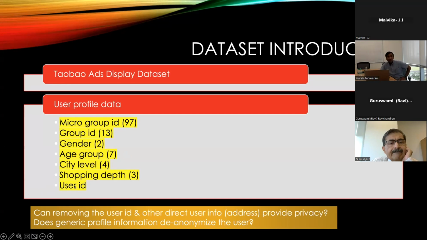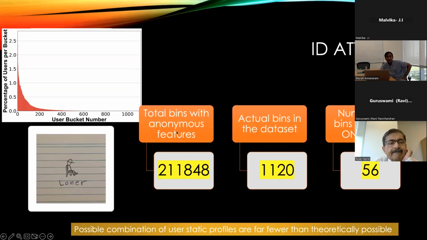If I don't give you the user ID, the user can be one of 97 micro group IDs, 13 group IDs, one of the 2 genders, one of 7 ages, one of 4 city levels, one of 3 shopping depths. Therefore, if you don't have any information, the total number of possible choices the user may belong to is 97 times 13 times 2 times 7 times 4 times 3. So you can only say that the user is one of 211,848 buckets, which is the multiplication of these numbers. We say, okay, this is good. We don't know who the user is other than one of 211,000 possibilities.